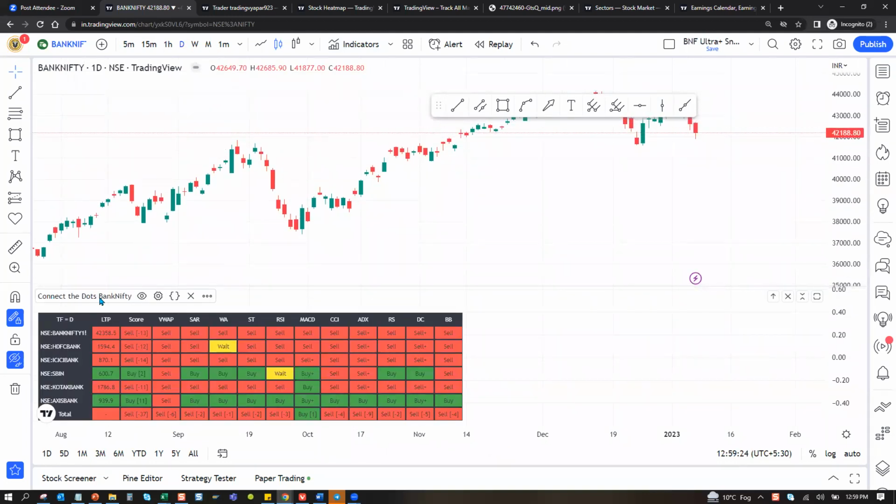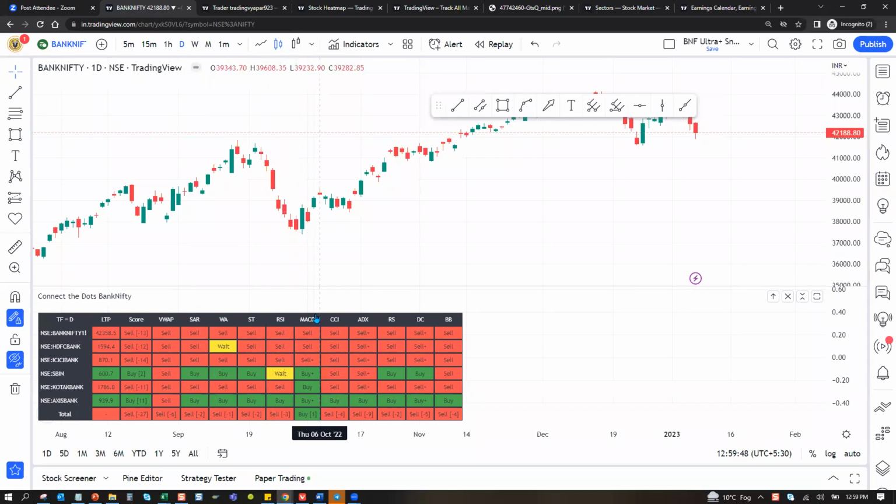So connect the dots meanings. I am trying to connect dots of multiple different indicators in one indicator. This is the master of all indicators, right? Starting from here, we have VWAP. This is SAR, the parabolic SAR indicator. WA is William Alligator. This is Super Trend.